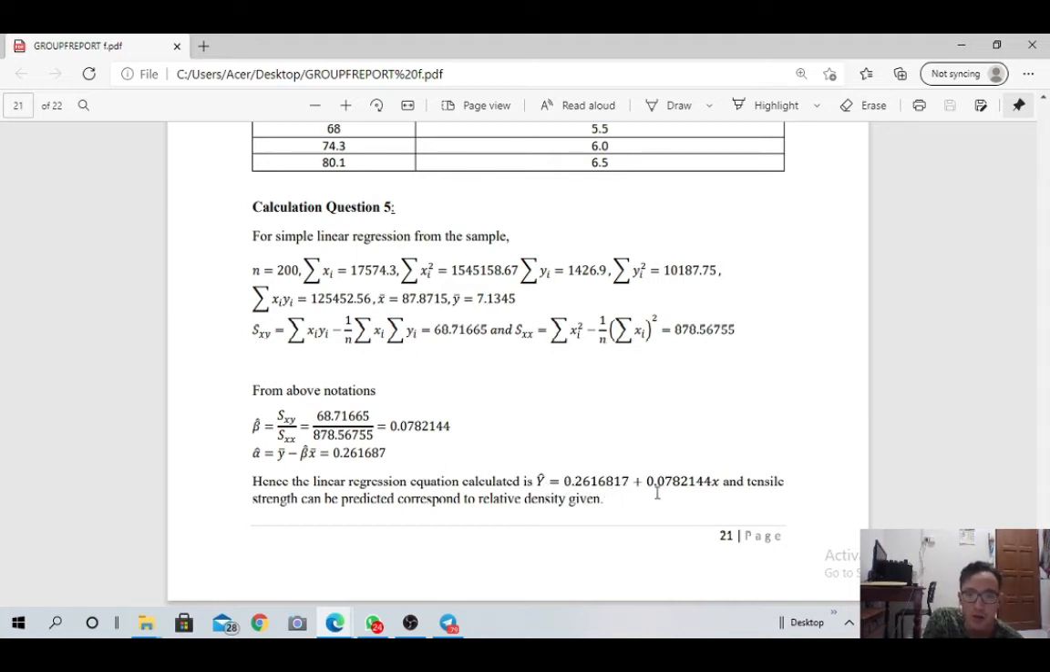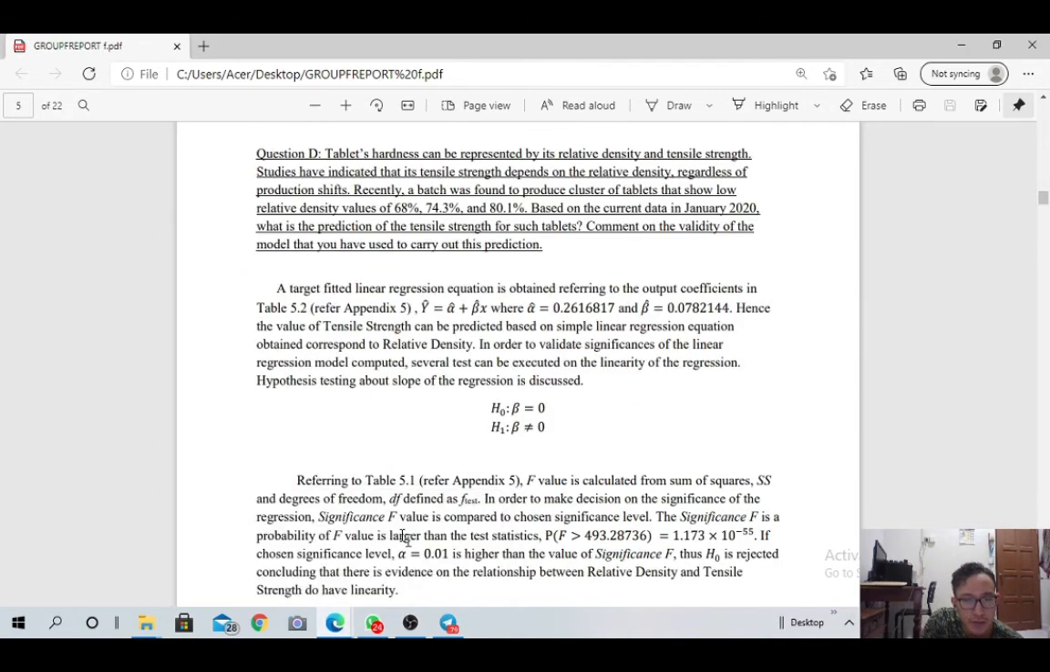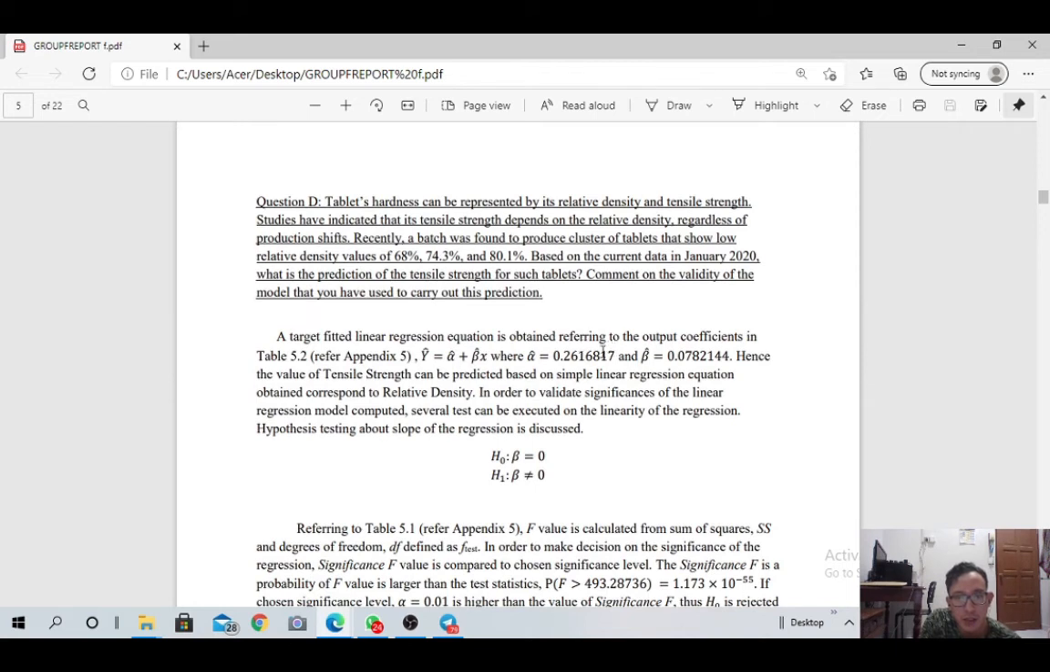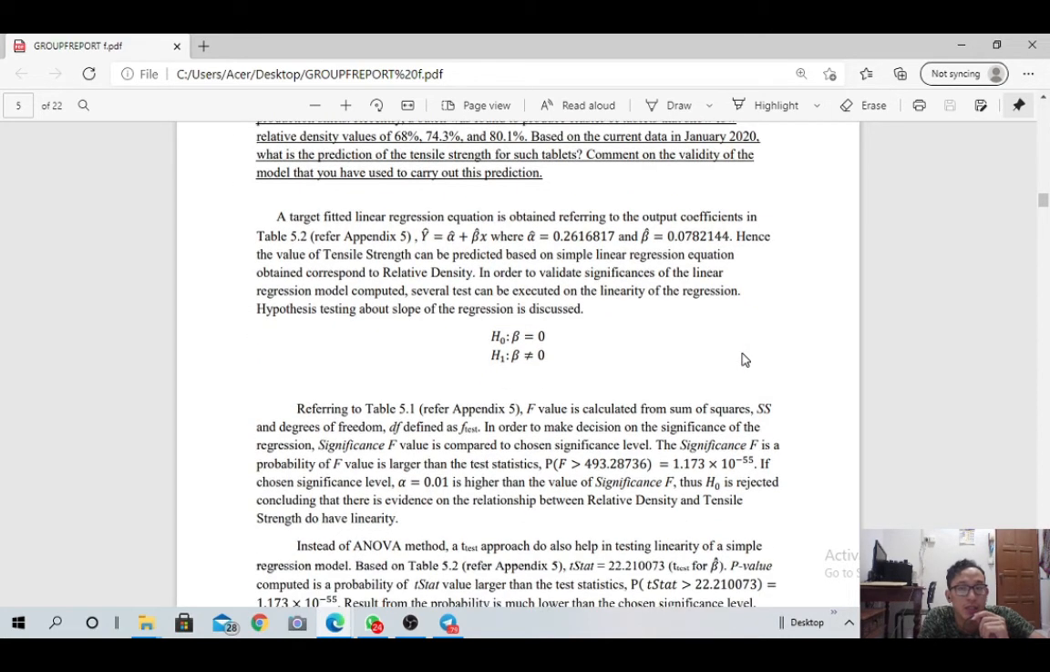Hence, the linear regression equation calculated is y is 0.261687 plus 0.0782144x, and tensile strength can be predicted corresponding to relative density given. And then after we obtain the linear regression equation, hence the value of tensile strength can be predicted based on simple linear regression equation obtained corresponding to relative density. In order to validate significance of the linear regression model computed, several tests can be executed on the linearity of the regression.